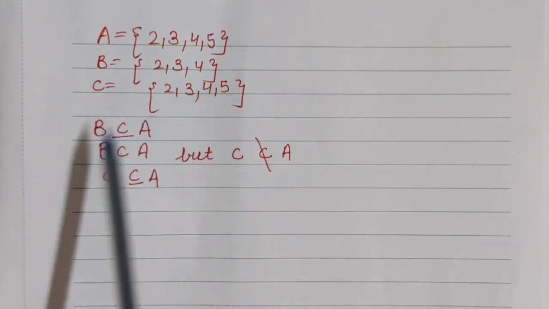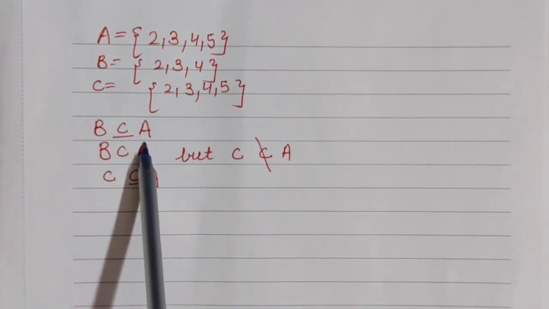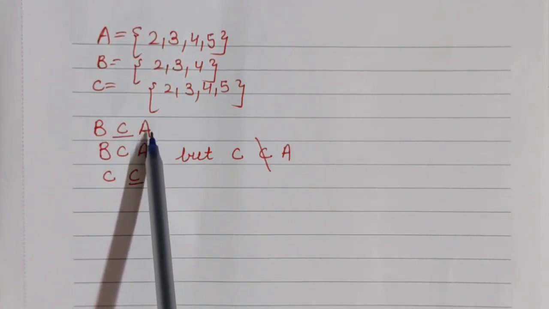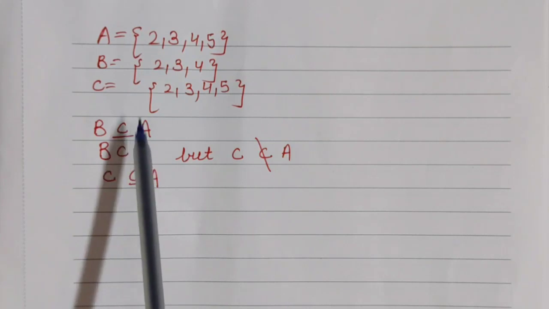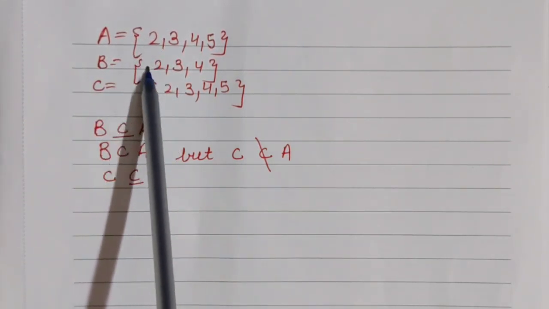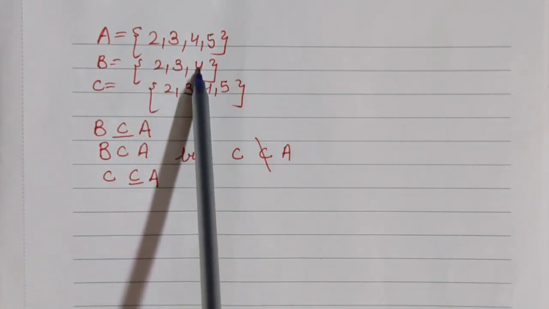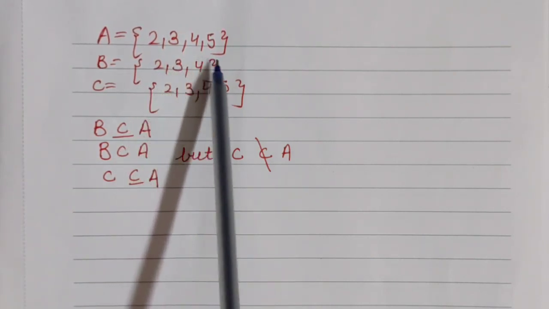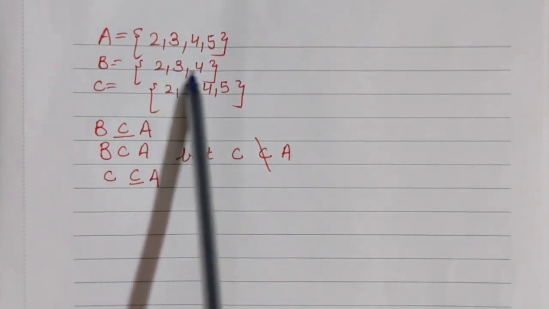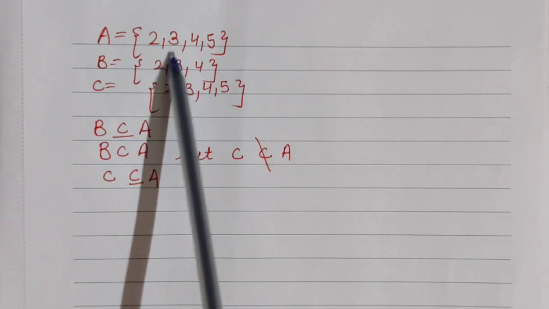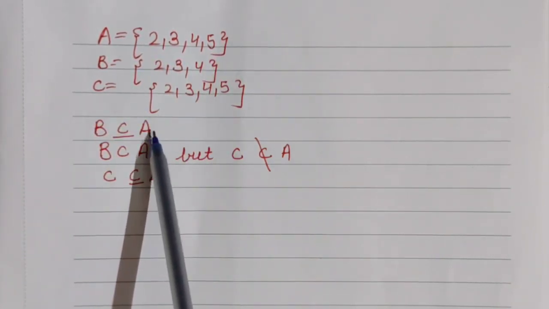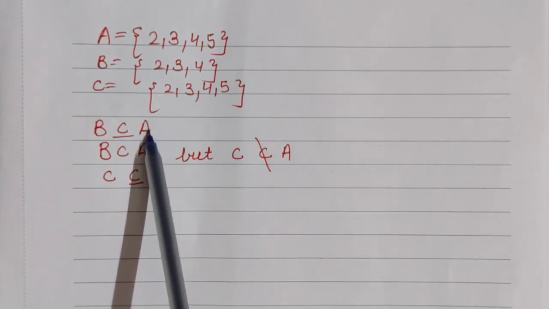Now see students, I can say B is the subset of A. Why I am writing this? Because subset definition says every element of B must be contained by set A. So here I am watching that these three elements 2, 3, 4 are contained by set A because these elements are also coming in set A. So I can say B is the subset of A. Fine. So this is the meaning of subset.